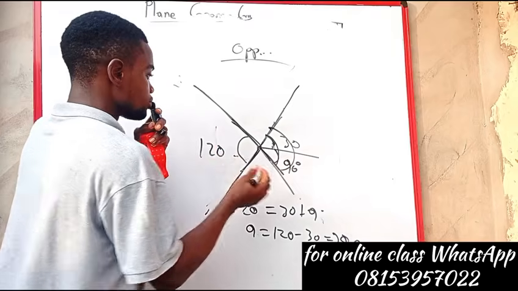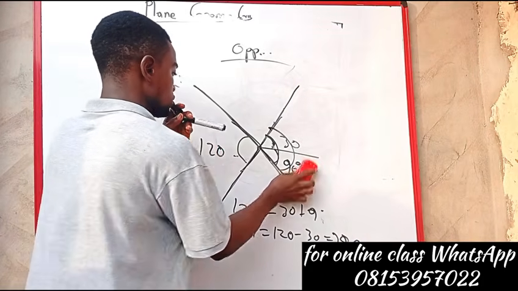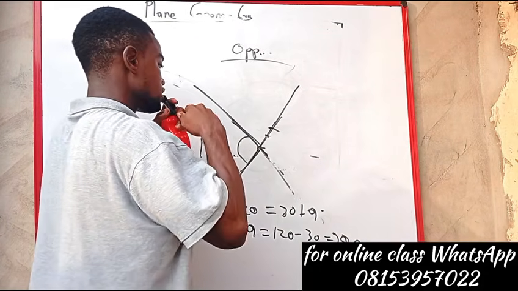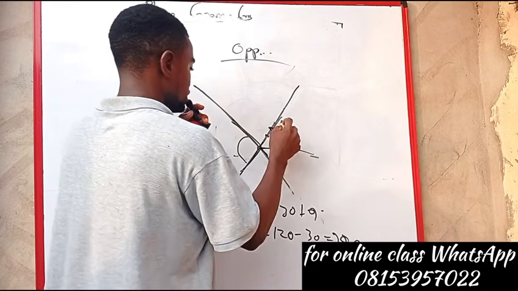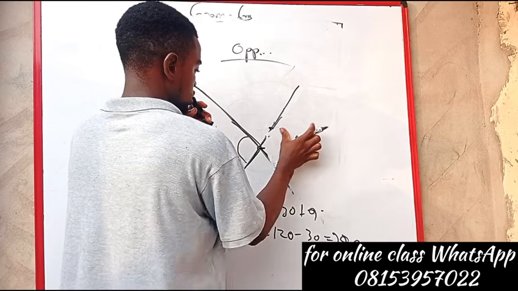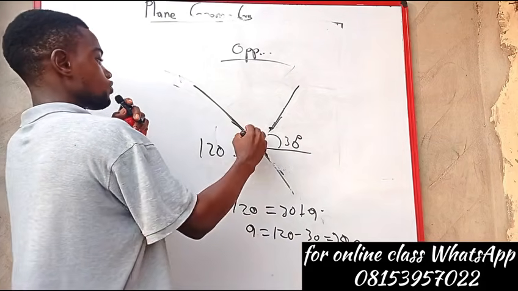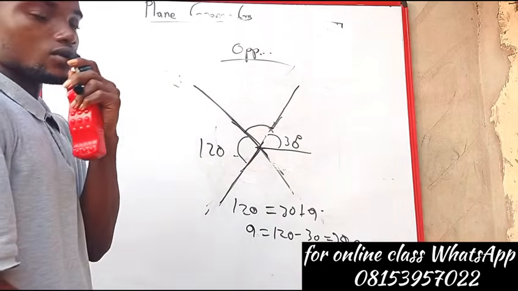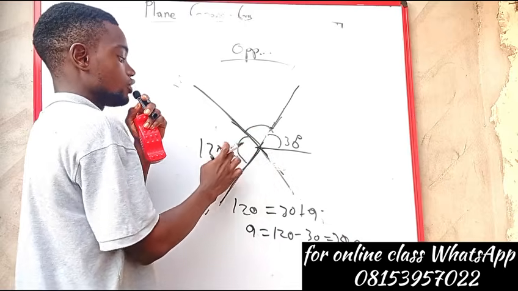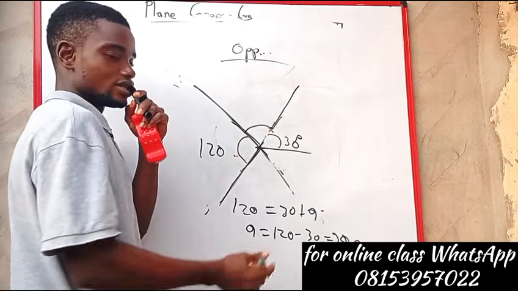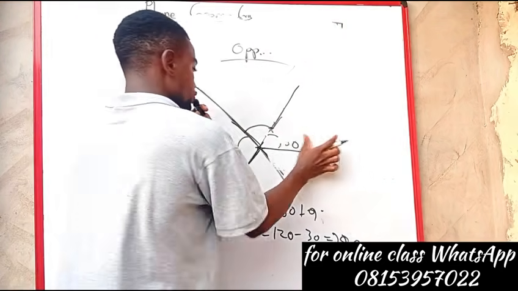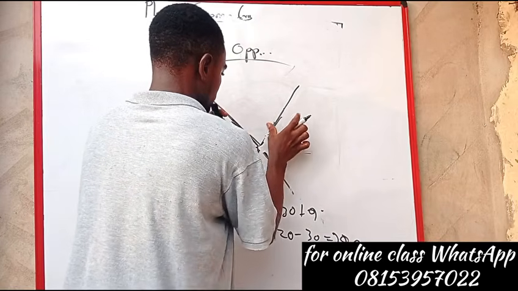Equal. However, if you're also given this side, let's say 30 degree, to find this other side, and I ask you to find this angle here, how can you get this angle? If you're given this and this, how can you get this angle? Even if you're not given this, let's just leave it like this.